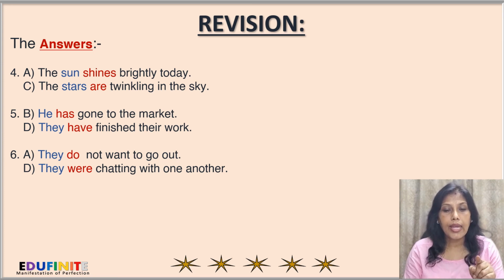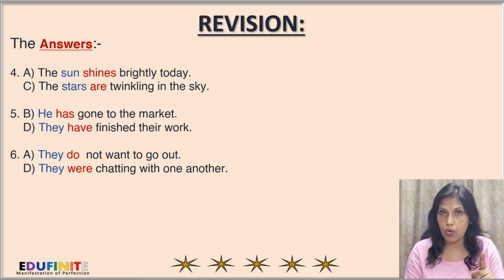Next, he has gone to the market. We have already done this, that with third person singular only, has is the verb that is used. He, she, it, we use has. And with the rest, we use have. So, with third person plural they, the verb associated is have. So, they have finished their work.